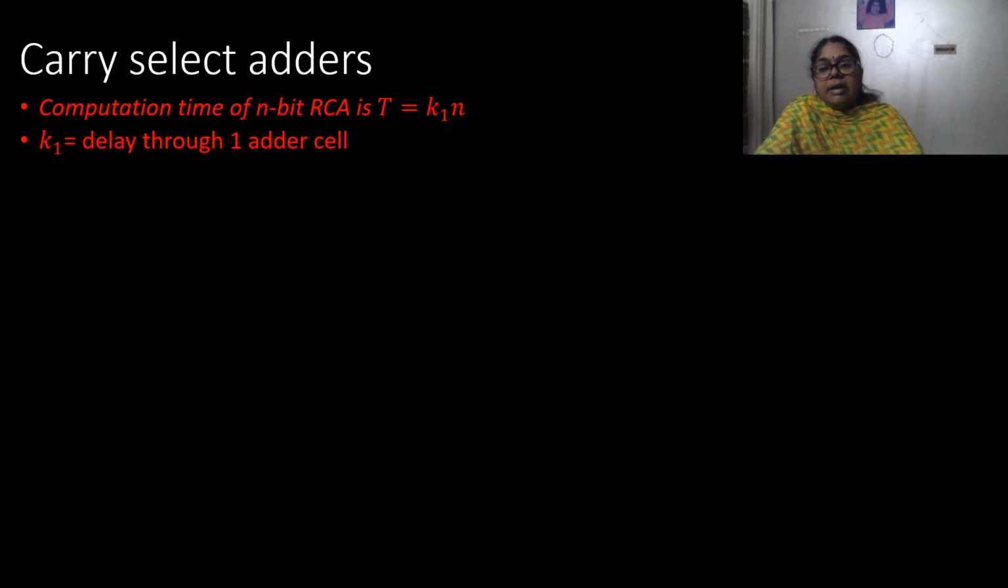Thus, if we see that we are making use of an n-bit ripple carry adder, then the computation time t is equal to k1 into n. n is the number of bits to be added and k1 is the delay through one adder cell. Why is it k1 into n?